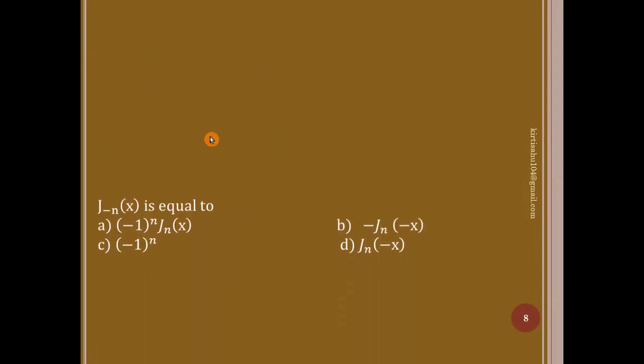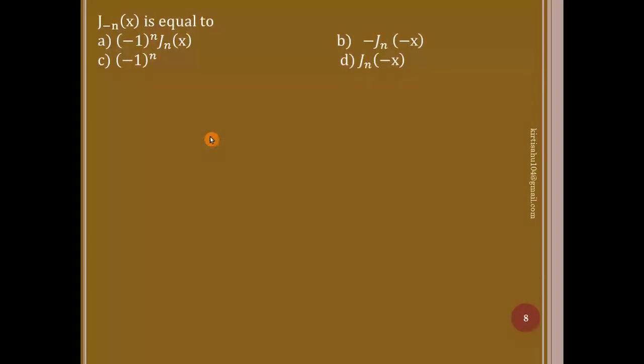Okay, let's have the next question. What is the next question? The next question is J minus n of x is equal to. So what is the value of J minus n of x? This can be obtained only by making use of the expression for Bessel's function. As we know, Jn of x is given by what?